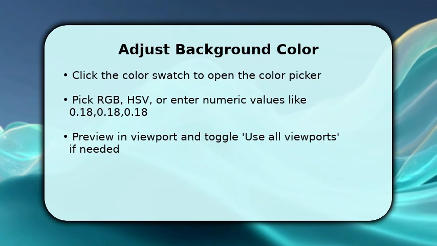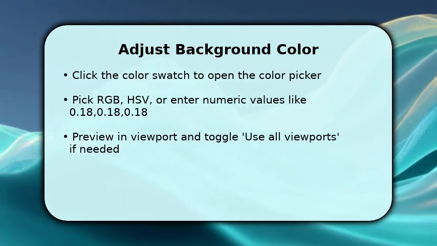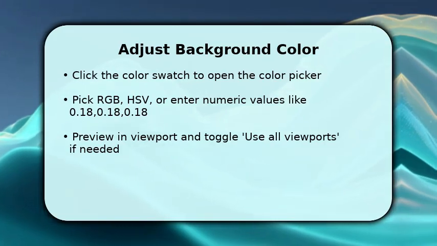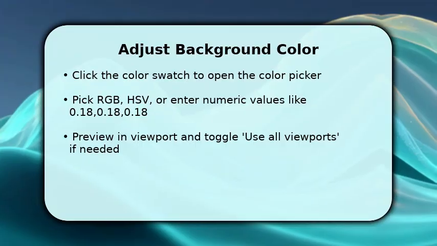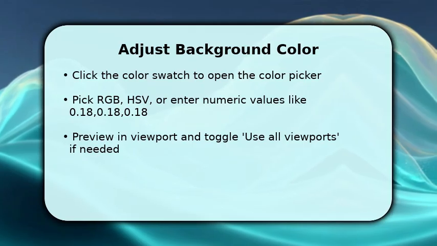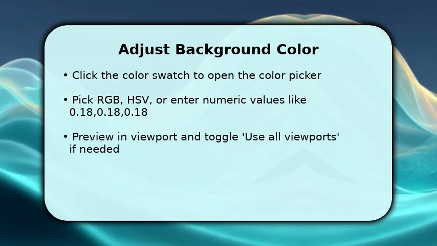Now you adjust the actual color using the swatch. Click it to open the color picker and either drag an RGB/HSV or type precise numbers. Enter 0, 18, 0, 18, 0, 18 for neutral gray, for example. Once done, preview immediately in the chosen viewport so you can judge contrast with your materials.